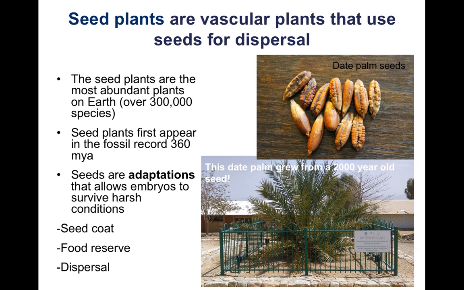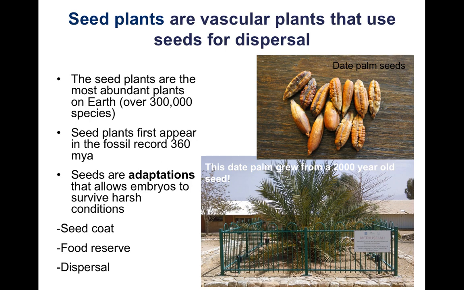So seed plants are the most abundant plants on Earth. There are over 300,000 species of seed plants. Most of those are going to be the flowering plants, the angiosperms, but there are still quite a number of gymnosperms as well. The seed plants first appeared in the fossil record about 360 million years ago.